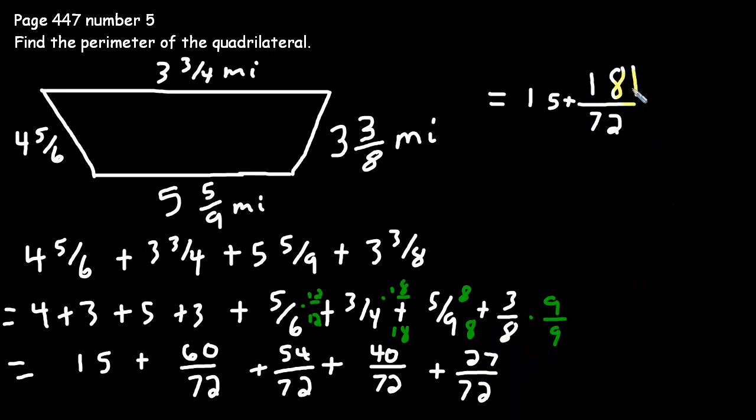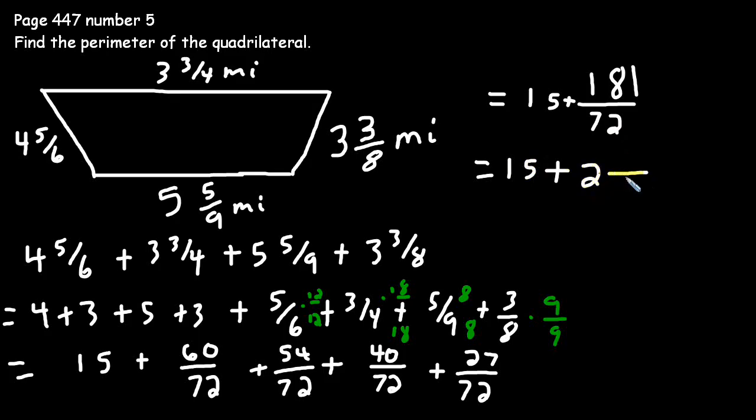Boy, these are some big numbers to work with. I can see why you had a little bit of trouble with this. Now, 181 over 72, can I simplify that any? I don't think I can, but I could change it to a mixed number. And so if I change 181 over 72 into a mixed number, I'd have 2, and how many 72s?